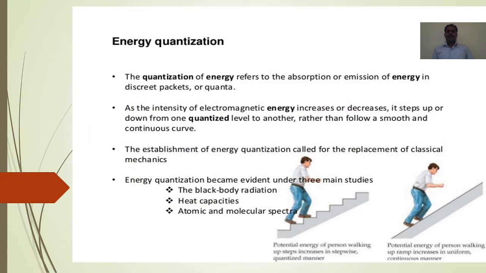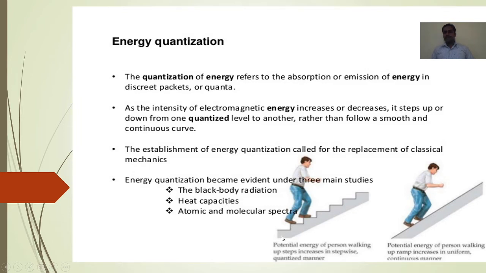So quantization of energy refers to absorption and emission of energy in the form of discrete packets or quanta. As the intensity of electromagnetic radiation decreases or increases, it steps up or down from one quantized level to another, rather than following a smooth and continuous wave. Establishment of energy quantization is called the replacement of classical mechanics. Energy quantization falls under three main categories: black body radiation, heat capacities, atomic spectra.